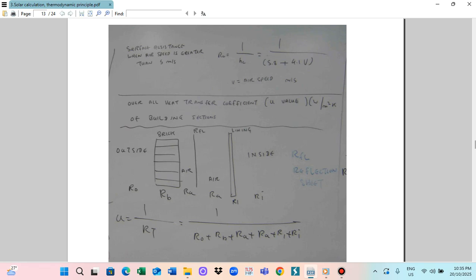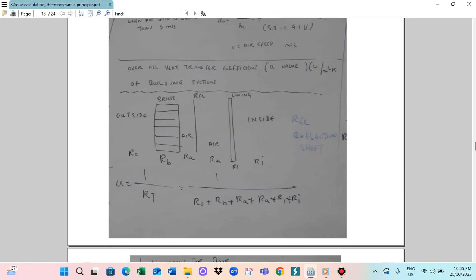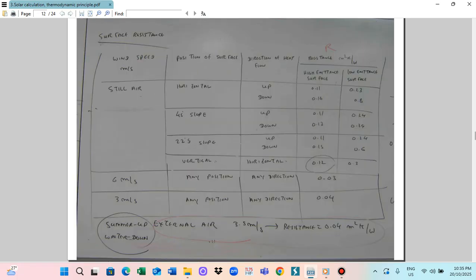In another table, I give you the surface heat resistance. We consider the air, so there will be still air, or air with a velocity of 3 meters per second or 6 meters per second. Most situations are covered, so that table is also given. The surface resistance depends on the wind, so it is subject to the wind. Still air means the wind is not moving.